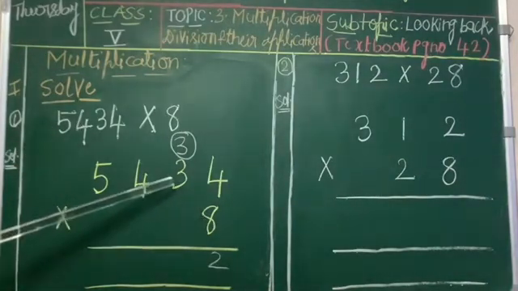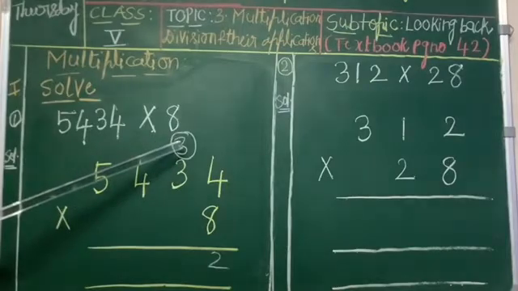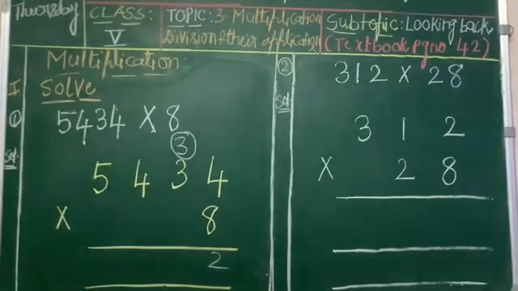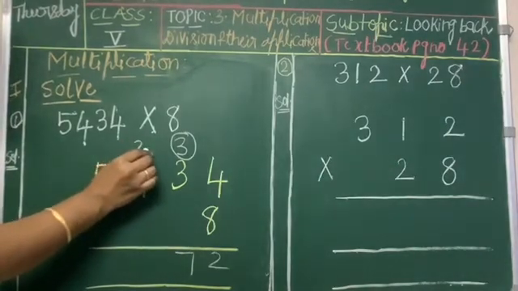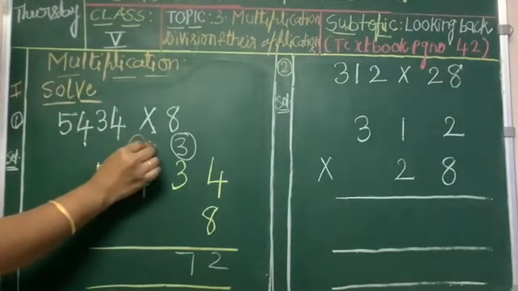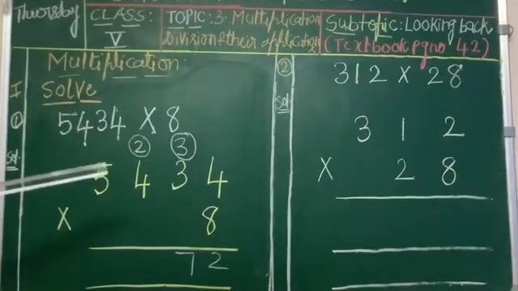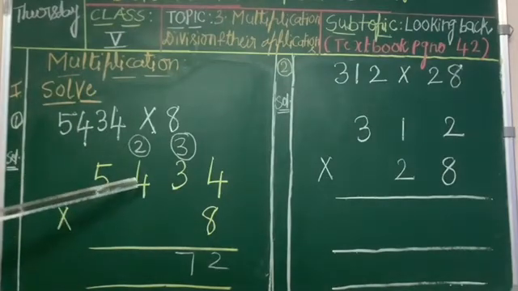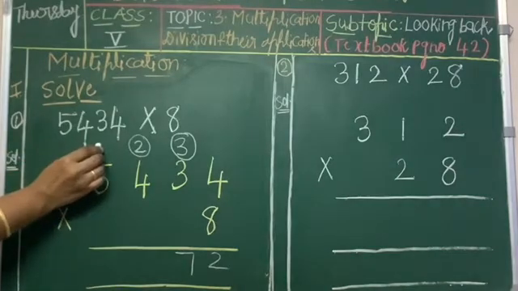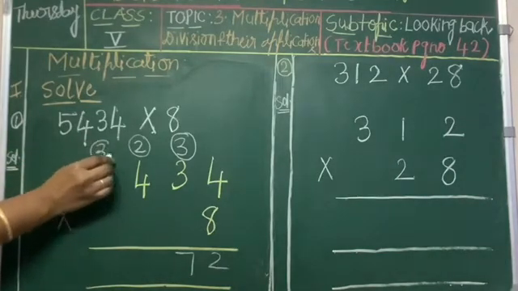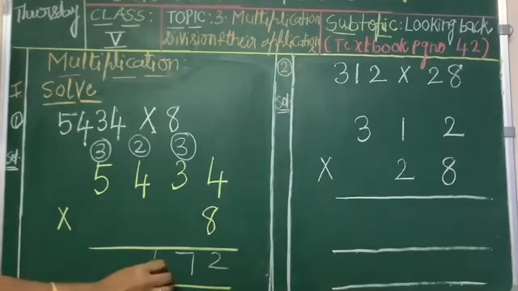Now here, 8 3s are 24. 24 plus 3 is 27. So 7 you will write under tens place, 2 you will write under hundreds place. Carry forward to hundreds place. Now what is 8 4s? 8 4s are 32. 32 plus 2 is 34. So here write 3, here you write 4.